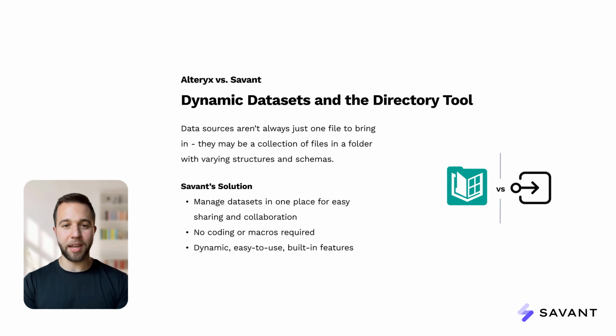When you're working with data, it doesn't always come from a single tidy source. A lot of the time, you're dealing with multiple files. You might have a folder full of monthly CSVs, an Excel workbook with a dozen tabs, or a SharePoint folder where a new report drops every week. Maybe you need to combine them all, pull in only the latest file, or match tabs dynamically so you don't have to reconfigure your workflow every time something changes. That's where things can get complicated unless you're using Savant. Our datasets lets you bring in all of those files and tabs in one step.